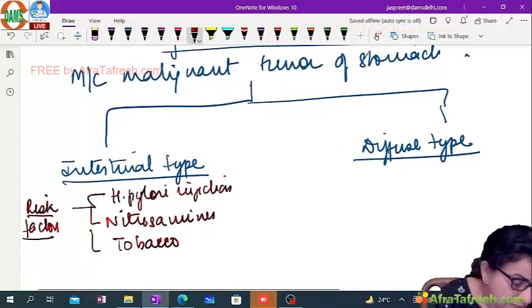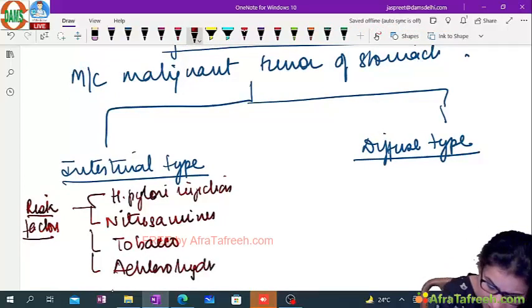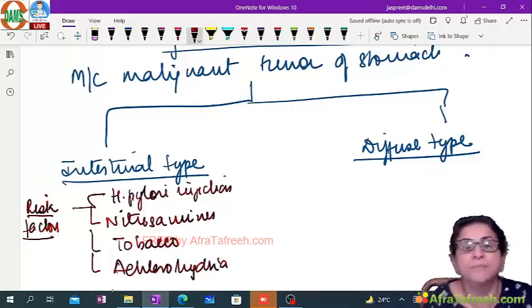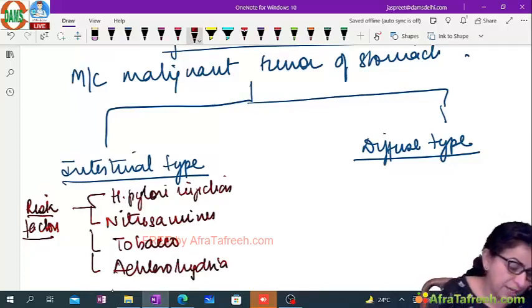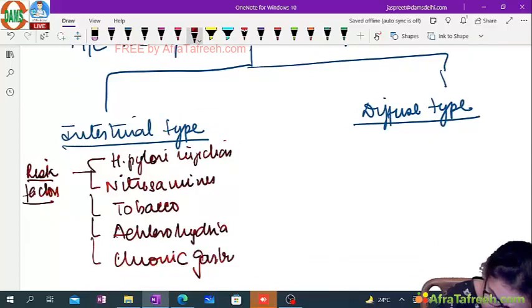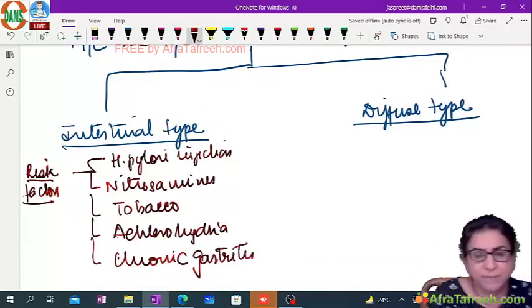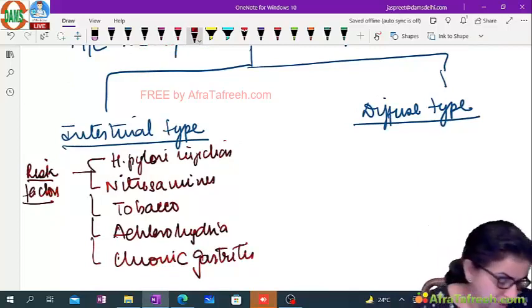Fourth, tobacco smoking is associated. Then achlorohydria, as you see in autoimmune gastritis, and then any form of chronic gastritis, because chronic gastritis will lead to gastric atrophy, and that can predispose to intestinal metaplasia and gastric cancer.